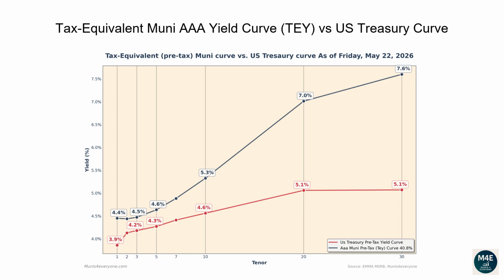Observing the current graph, we can see that currently all the Muni tax-equivalent yields, based off a 40.8% tax rate, are above Treasury yields. When this scenario happens, it may be less convenient for investors to buy US Treasury bonds. For example, if you wanted to buy a 30-year bond, a AAA Muni bond would yield 7.6% compared to a lower yield of 5.1% from a Treasury bond.